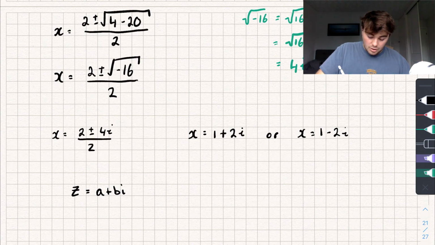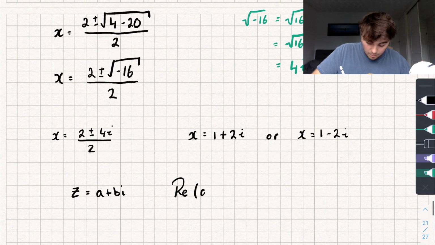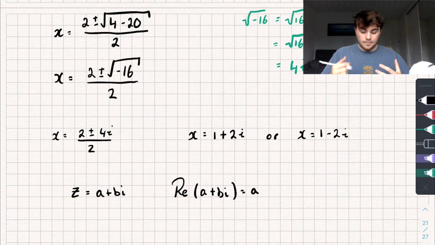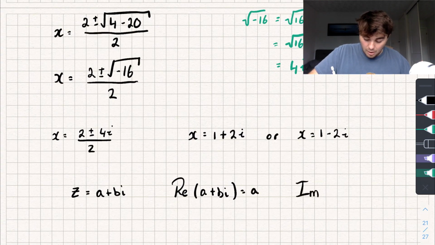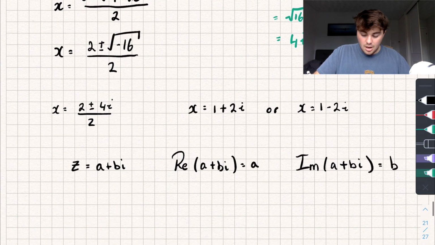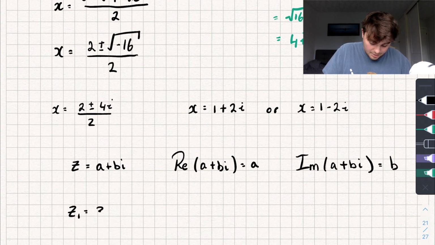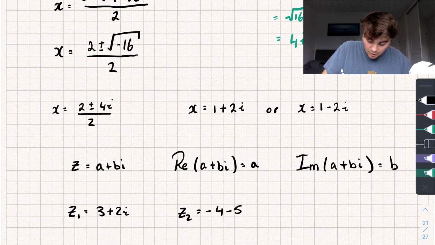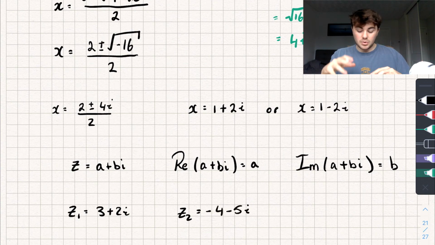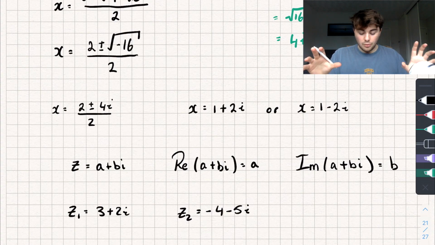We can sometimes use this notation, Re, and that is the real part. If we're talking about the real part of a plus bi, then that would just be whatever a is. Then we could talk about the imaginary part of a plus bi, and this is whatever the coefficient of i is. So let's take a look at some complex numbers. We could have z1, which could be, say, 3 plus 2i. Or we could have z2, which could be equal to negative 4 minus 5i. These are complex numbers because we have a real and an imaginary component.